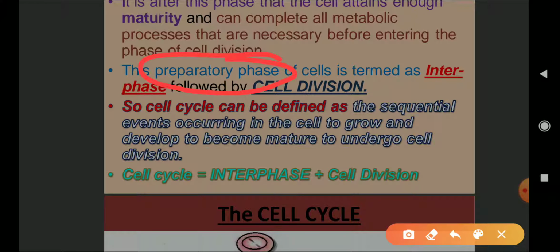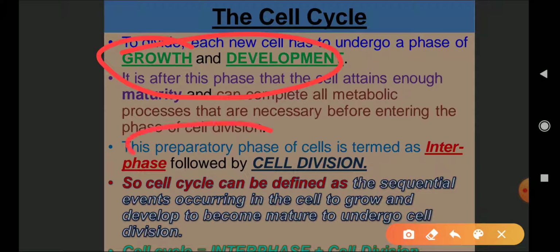Which part am I talking about? I am talking about growth and development. Growth and development, preparatory phase, or interphase, all these are the same. So which part of the cell cycle is known as the preparatory phase? Interphase. The growth and development phase of a cell cycle is also known as interphase or preparatory phase. I hope you understood that. After preparation, after interphase, it undergoes cell division.